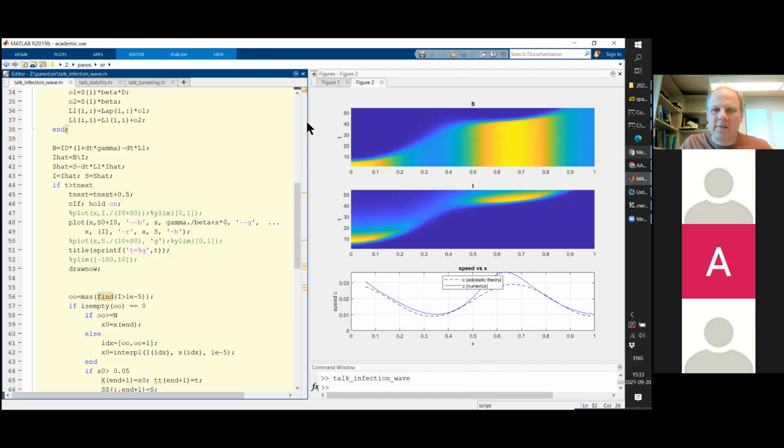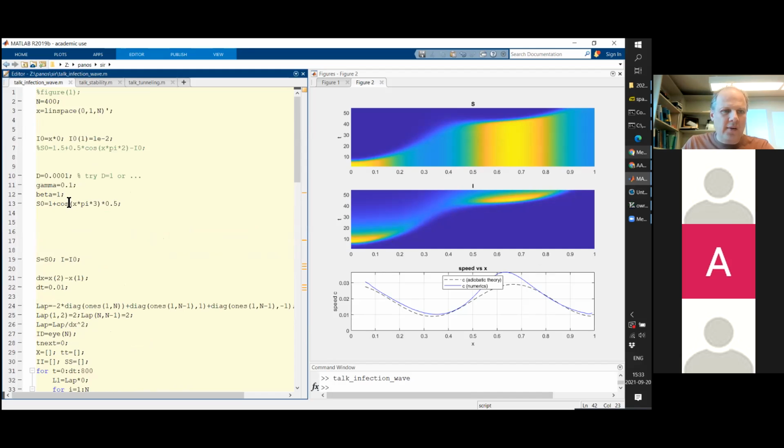The top one is S, space versus time, and then infected versus time. You see this pocket of infections happen here. Then for a while the infection is slow to spread, and then there's a sudden speed up of the disease until it propagates through the whole domain. Okay.